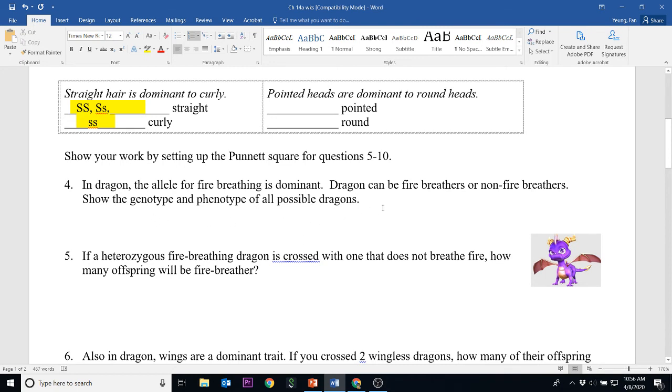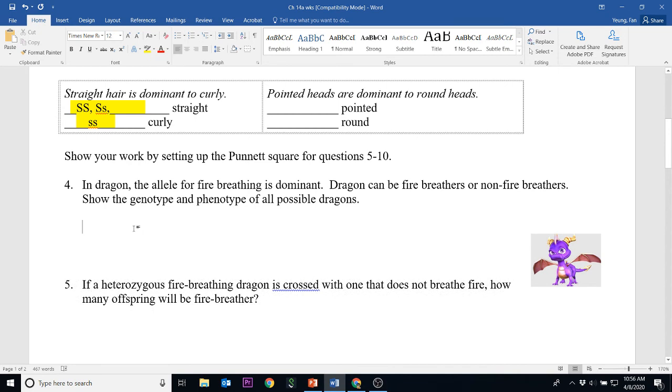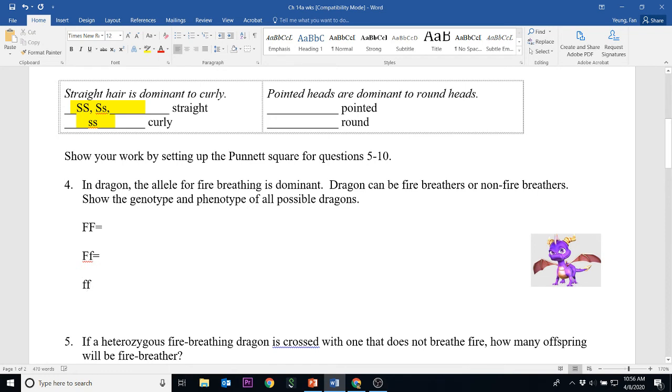So for my first one here, I can have two big F, correct? And that will equal something. I can have a big F and a small f. Remember, the small f represents the recessive. I can have two small f. So these are the three possible genotypes for a dragon. Now, there are only two possible phenotypes for the dragon, either breathe fire or not breathe fire.